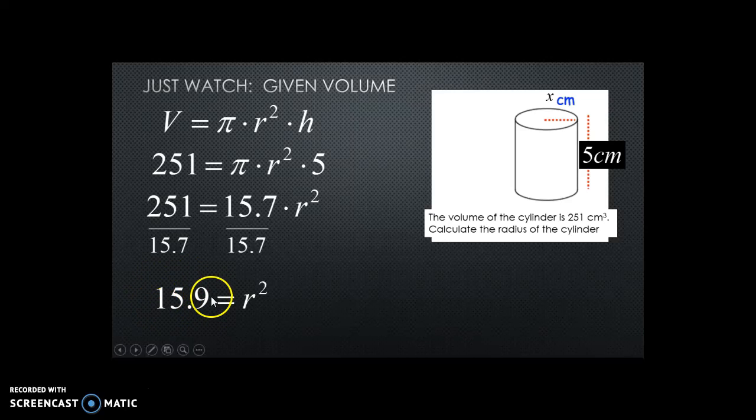I think actually when I put it in my calculator, it was 15.98. It's essentially 16. So I've got to ask myself, well, what is the square root of 16? So I'm going to square root both sides. That cancels out the little 2 here and the square root symbol. So all you're left with is r. And the square root of about 15.9 is about 4. Okay. You could call it 3.9 or 3.89 or whatever it ends up being, but 4 is okay.